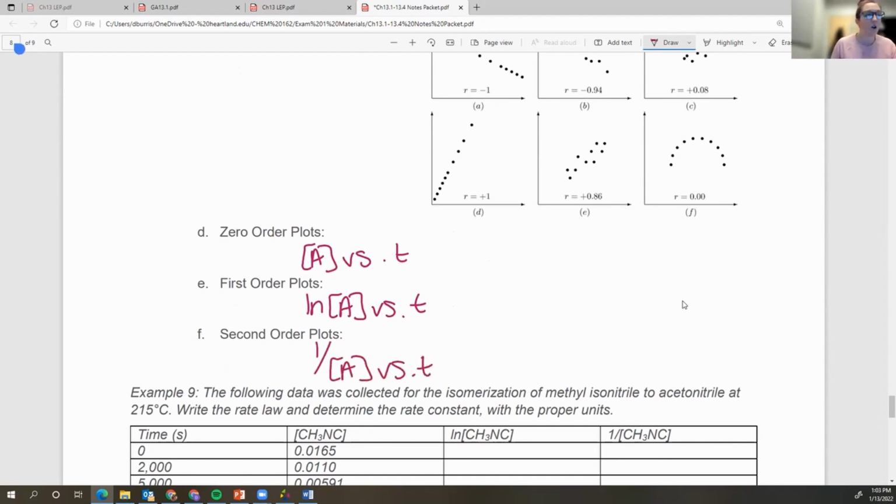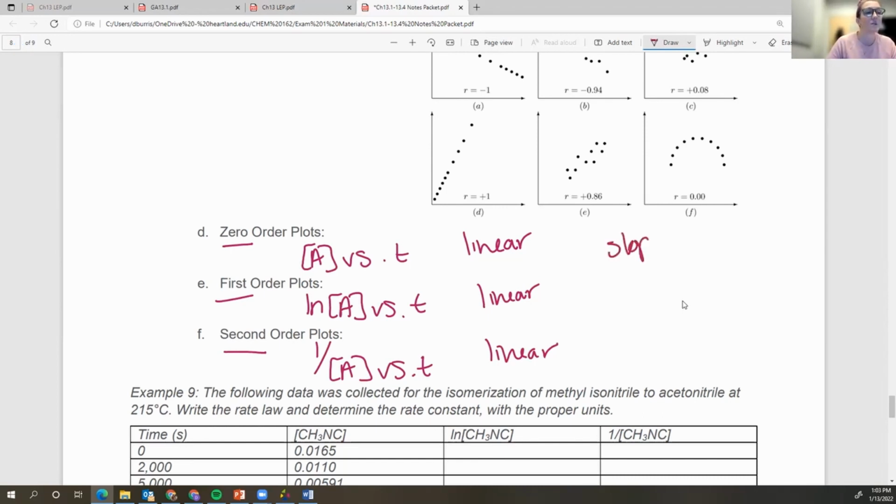Okay, and then you're going to check whichever one is most linear, because if this one's most linear, then that means it's 0 order. If this one is most linear, that means it's first order. If this one is most linear, that means it's second order. So you're going to pick whichever one is best, or which one gives you the best R² value.